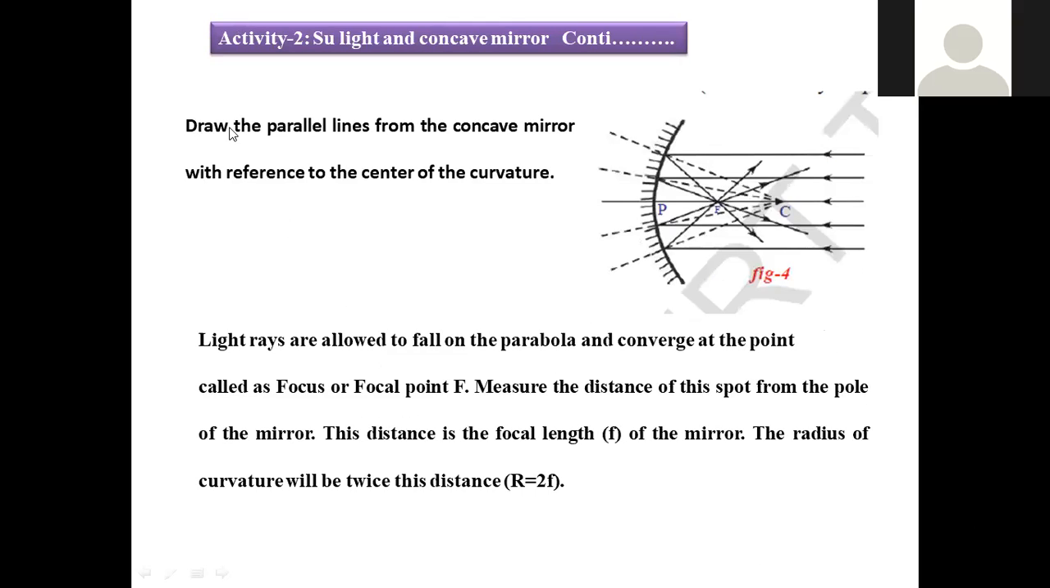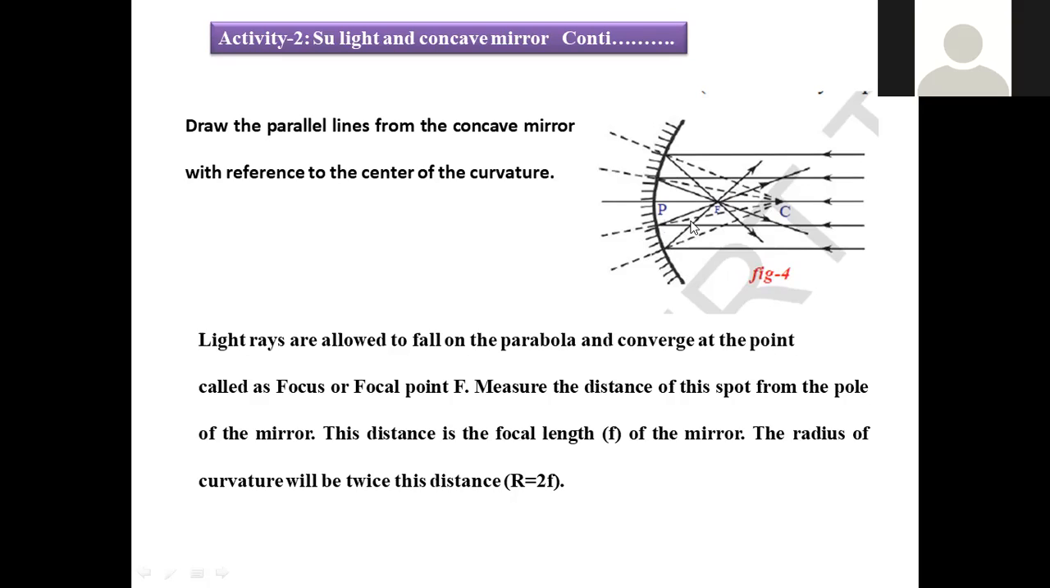Then after doing this, draw parallel lines. From the center of curvature there will be a line called the principal axis. With respect to this axis, you are going to draw the parallel lines. After drawing that, light rays are allowed to fall on the concave mirror and converge at a point.